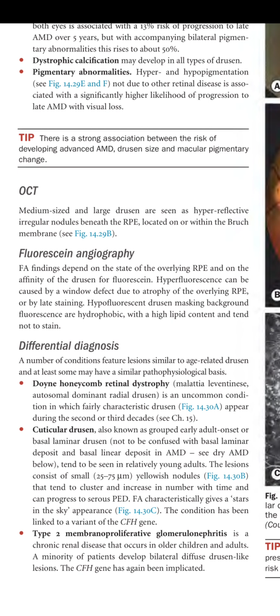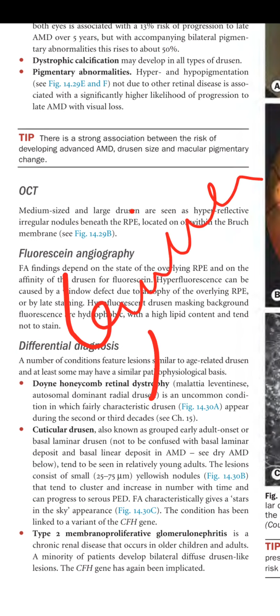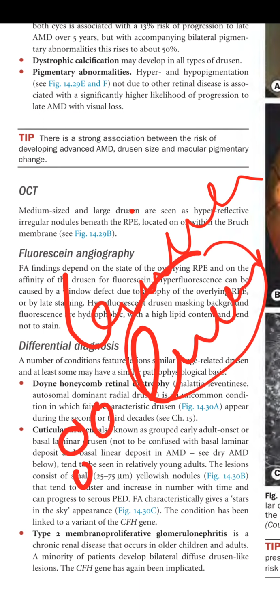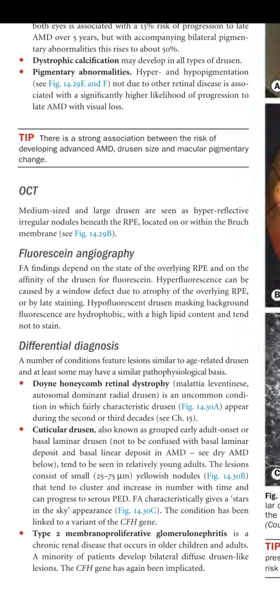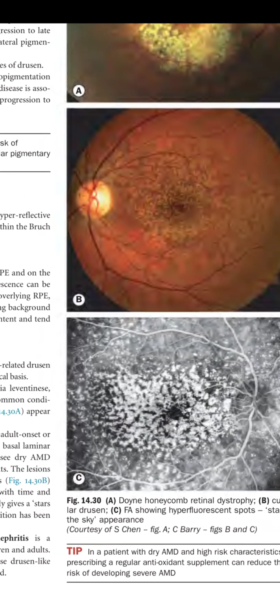Basically, cuticular drusen is also known as basal laminar drusen, which is different from the linear deposits in AMD, and they consist of very small yellowish lesions, which can lead to serous PED as well. And on the FA, they give a characteristic starry sky appearance, and this is a variant of the CFH gene. Then type 2 membranoproliferative glomerulonephritis is a chronic renal disease that occurs in older children and adults. A minority of the patients develop bilateral diffuse drusen-like lesions. The CFH gene has again been implicated.